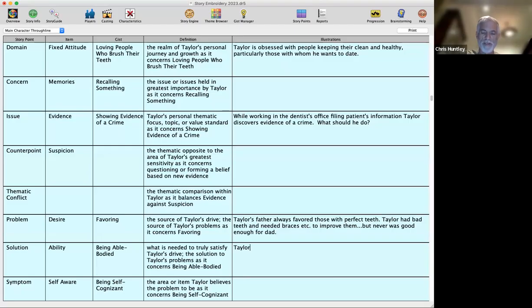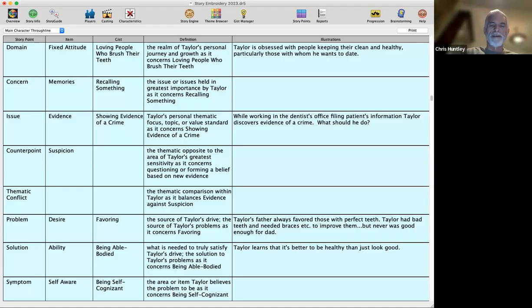But yes, that was exactly the right idea, Taylor. It's better to be healthy than just look good. That's the long and short of it. Yes, thank you, the fortune cookie version of it. Okay, excellent.